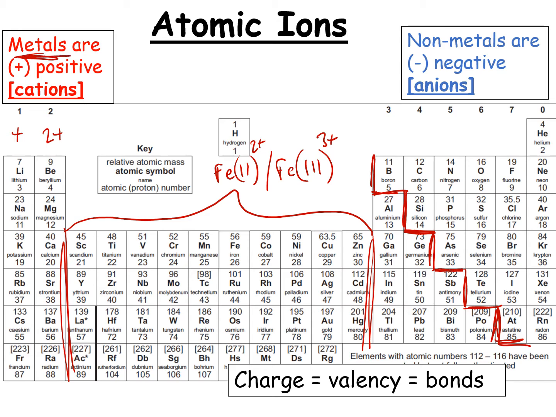Then your non-metals on the other side of the step ladder form negative ions. Your group 6 form 2 minus because they like to gain 2 electrons. Your group 7 like to gain 1 electron, therefore they have an overall charge of negative 1. And then your group 5 like to gain 3 electrons. So you can look at the periodic table here to find out what charge they are. If you had phosphorus, for instance, phosphorus would be P3 minus. So that's how you find out the charge for atomic ions.